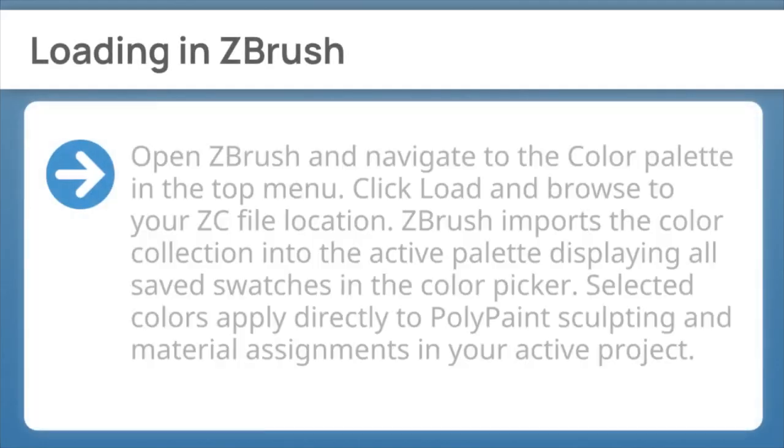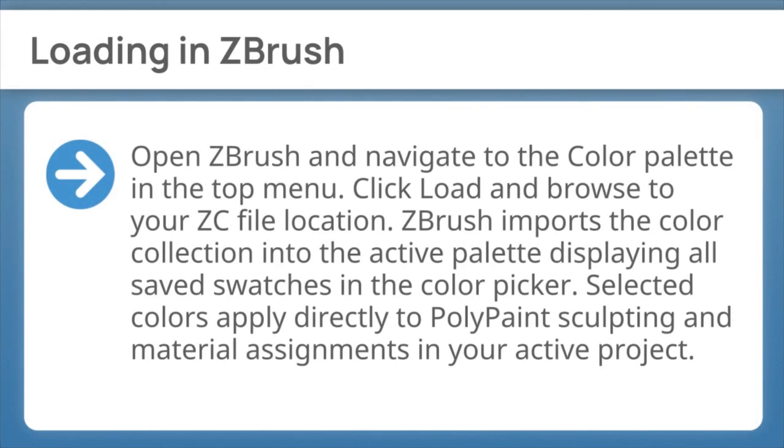First, loading in ZBrush. Open ZBrush and navigate to the color palette in the top menu. Click Load and browse to your ZC file location. ZBrush imports the color collection into the active palette, displaying all saved swatches in the color picker. Selected colors apply directly to polypaint sculpting and material assignments in your active project.